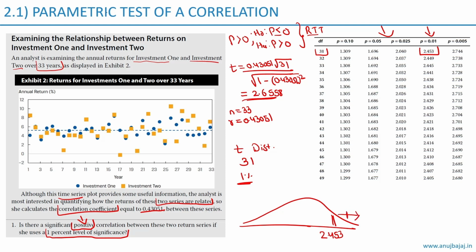So we reject the null hypothesis and conclude that there is a significant positive correlation between the two investments. Now suppose instead of a right-tailed test, it was a left-tailed test and we still had a 1% level of significance. Then we would still use the same distribution table, this column and this row. And instead of positive 2.453, we would have negative 2.453. So for right-tailed as well as left-tailed, we use the same distribution table.